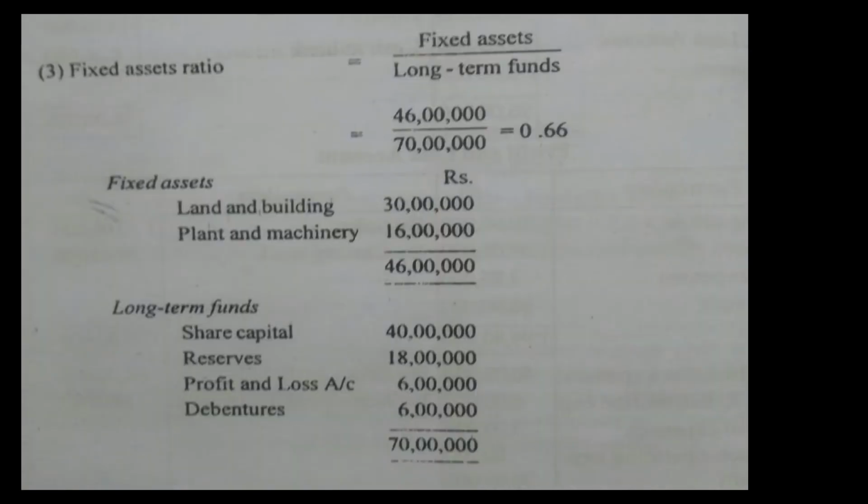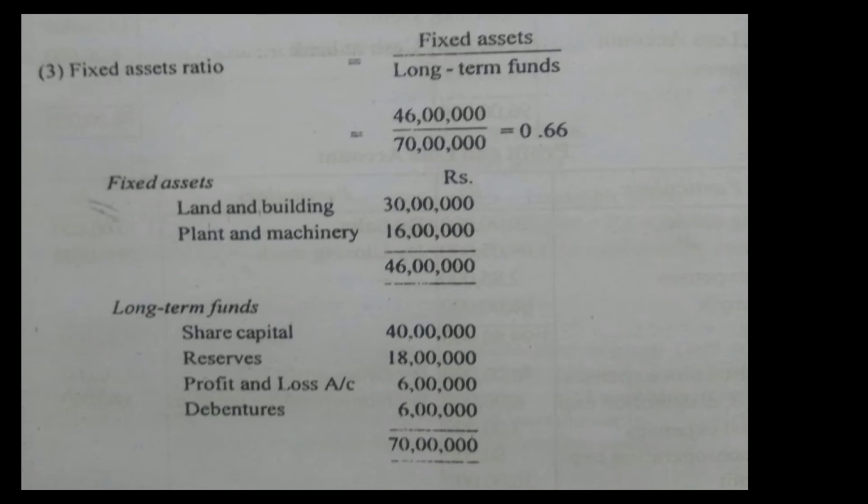Now fixed asset ratio. For fixed asset ratio, the formula is fixed asset divided by long term fund. Fixed asset, we know, is 46 lakh. Long term fund is nothing but shareholders' fund plus debentures. My shareholders' fund is share capital plus reserves plus P&L. Then long term debt. Both put together is called long term fund. So that is what is given here, 70 lakhs. So 46 lakh by 70 lakh will give me 0.667.